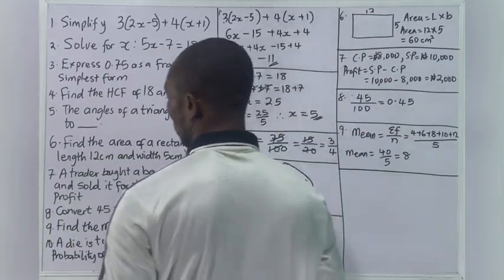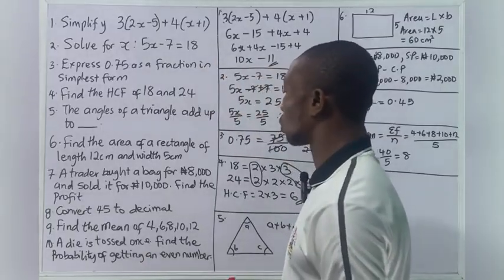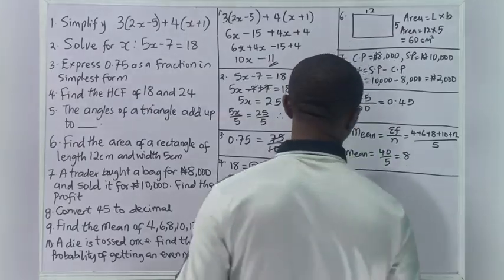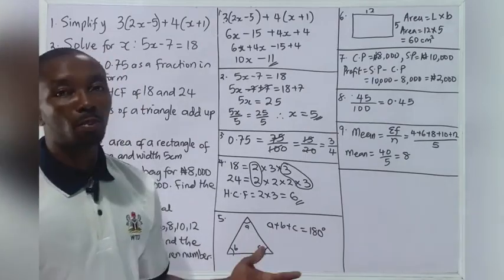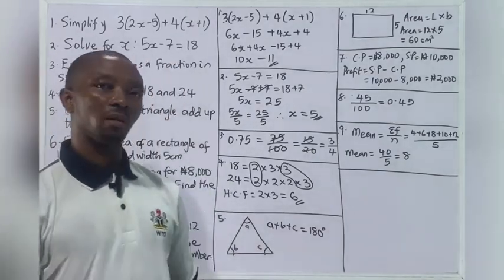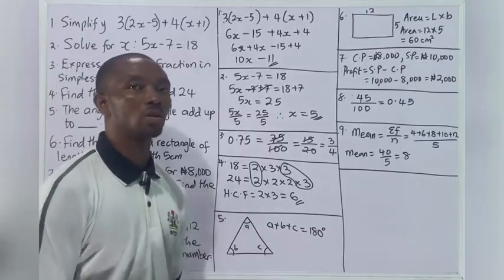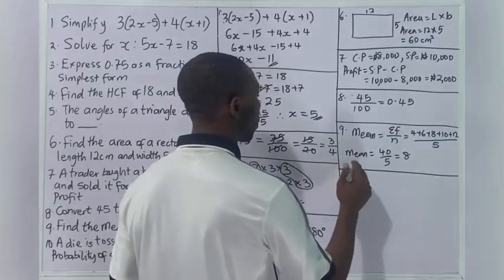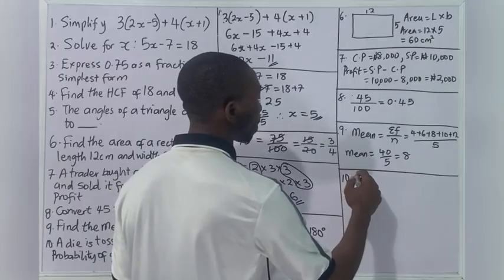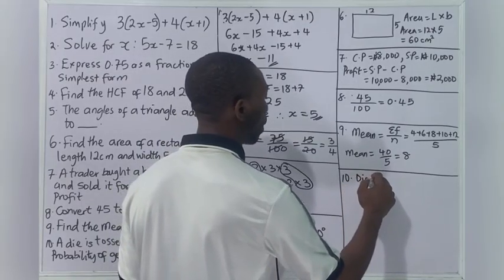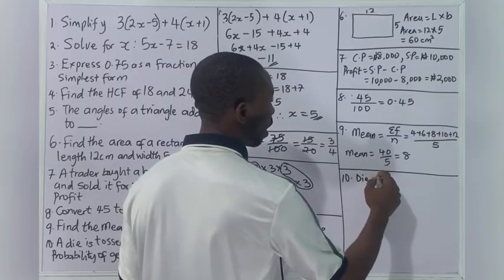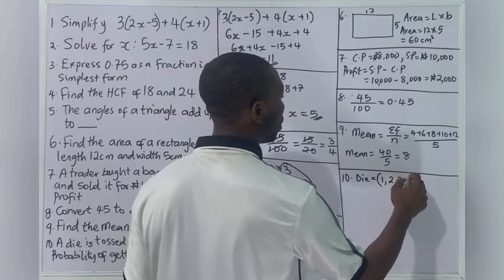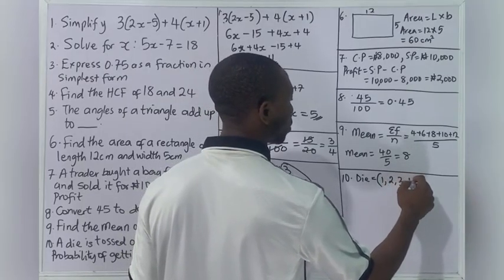Now, the next question there says, a die is tossed once. Find the probability of getting an even number. Now, what is probability? Probability is the likelihood of an event to occur. So when we talk about the probability, for a die that is equiprobable, that means every number has the likelihood of occurring with equal chances.